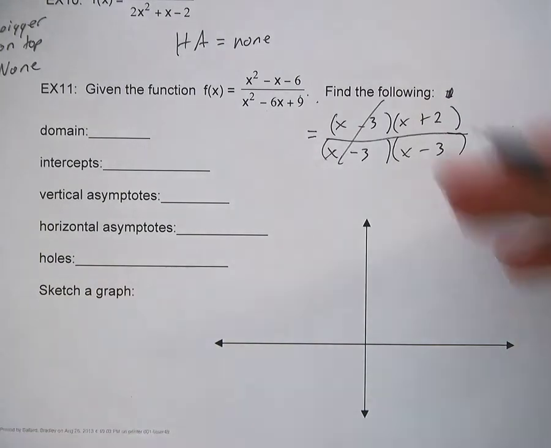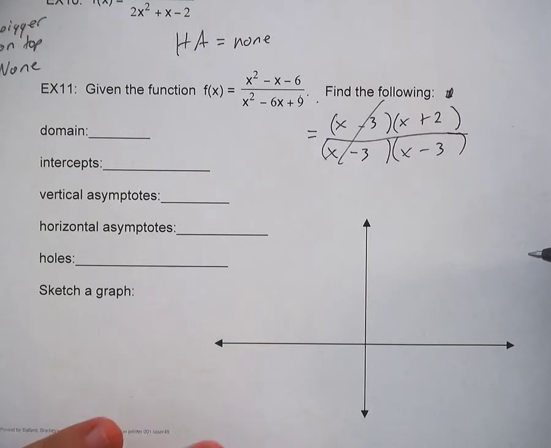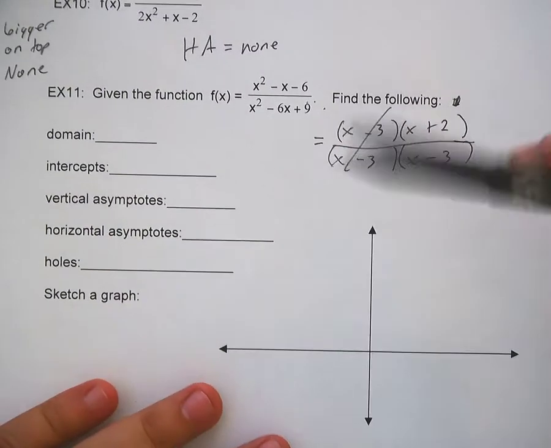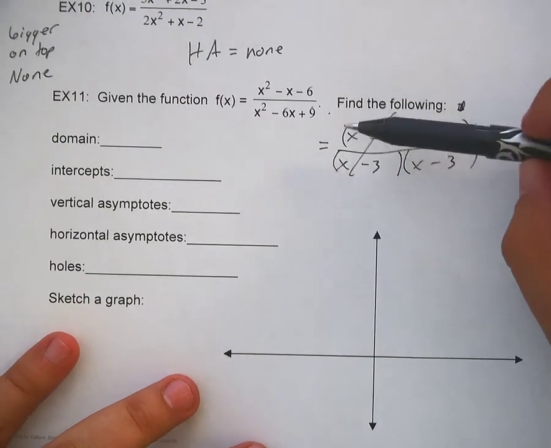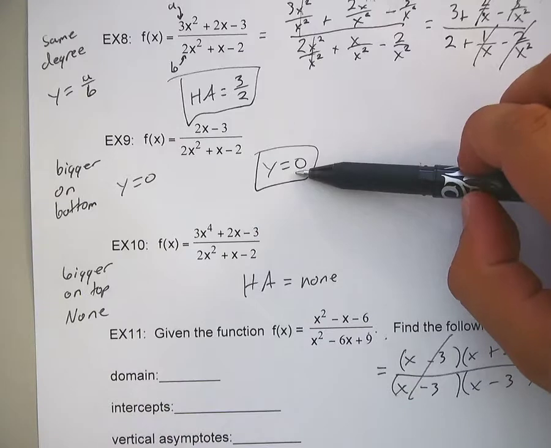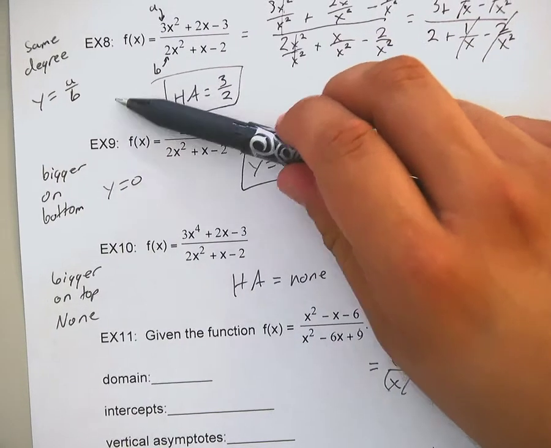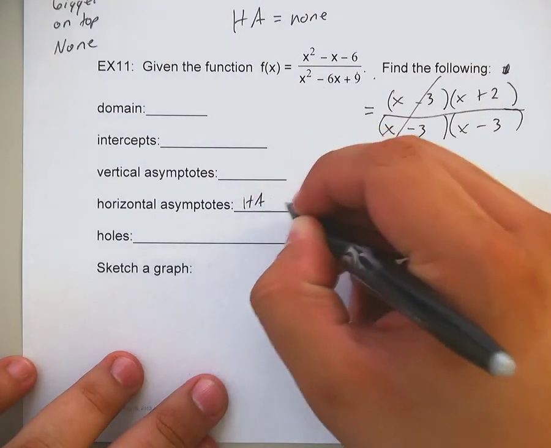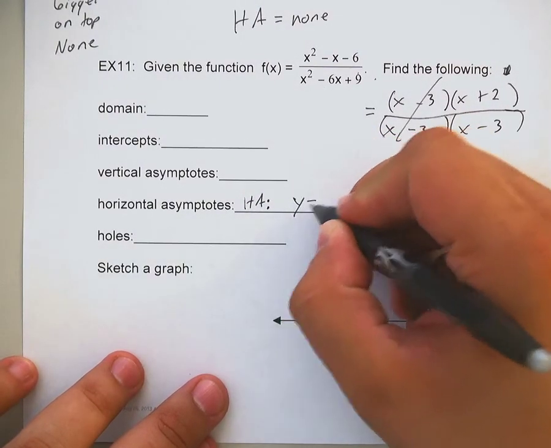Alright, so there's a lot of information that can be gathered from this, mainly about vertical asymptotes, horizontal asymptotes, and so on. For this one, when we set this up, notice that these powers are the same. What did we just learn about horizontal asymptotes when they're the same degree? It's a over b. Easy enough. The horizontal asymptote happens at y equals 1.